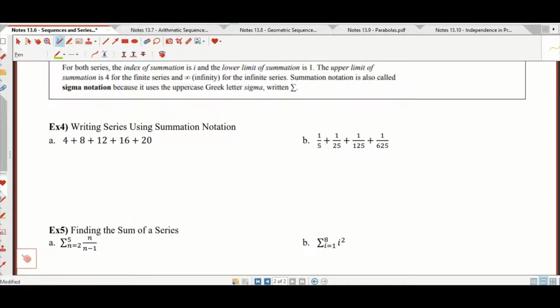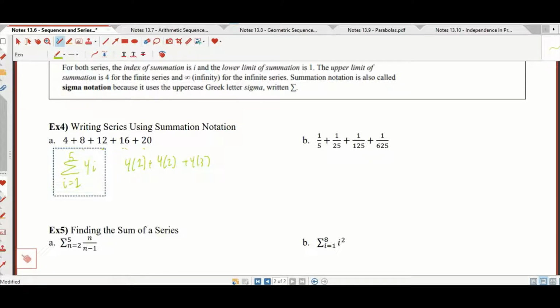So for example, 4, 8, 12, 16, 20. You can see that's 1 times 4, 2 times 4, 3 times 4, 4 times 4, 5 times 4. So this is the summation of i equals 1 up to 5, because there are 5 terms, of 4 times i. Why? Because that would be 4 times 1, 4, plus 4 times 2, 8, plus 4 times 3, 12, and so on and so forth. That's the summation notation I want from you.